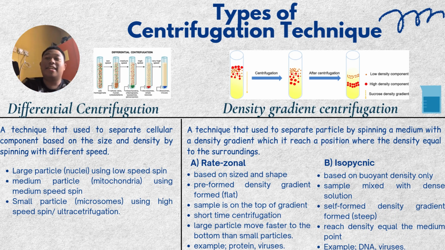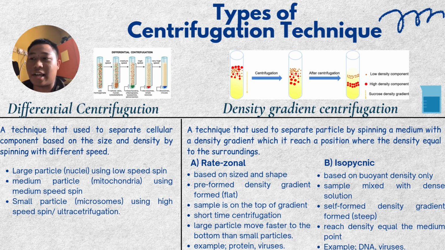Hi guys, let's move to the types of centrifugation techniques. Actually, it divides into two: differential centrifugation and also density gradient centrifugation. So, what is differential centrifugation? It is a technique used to separate cellular components based on size and density by spinning at different speeds.